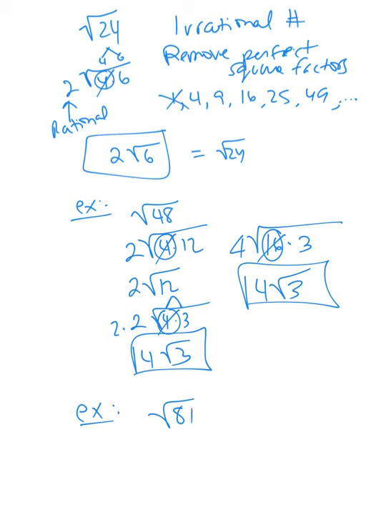If you see something like the square root of 81, 81 is a perfect square. So that would just be 9. You wouldn't need a radical in your answer. It would just be a rational number, 9.